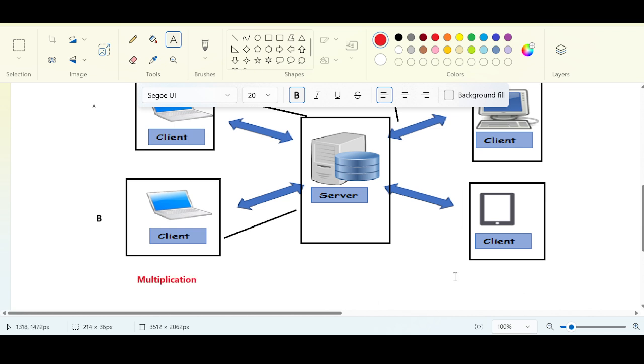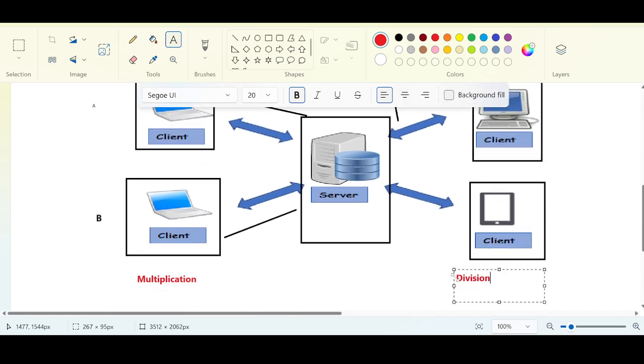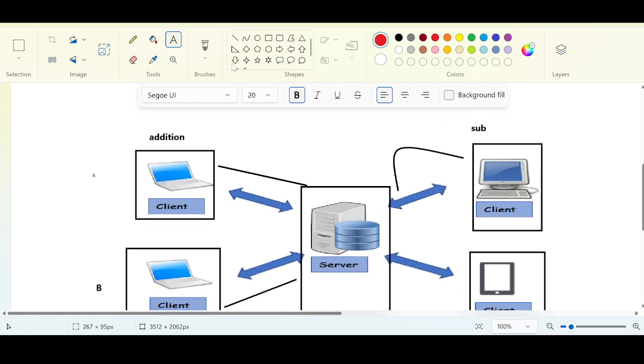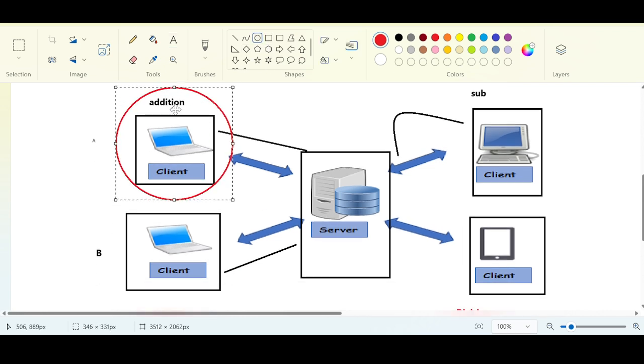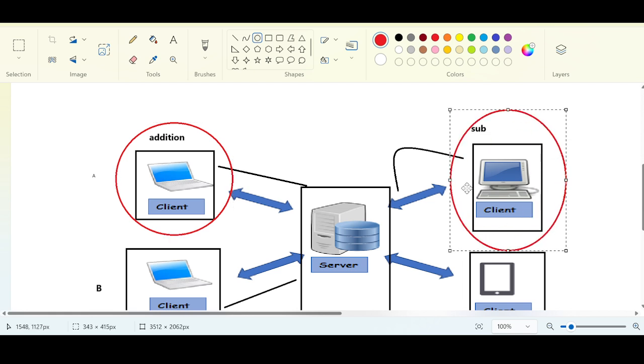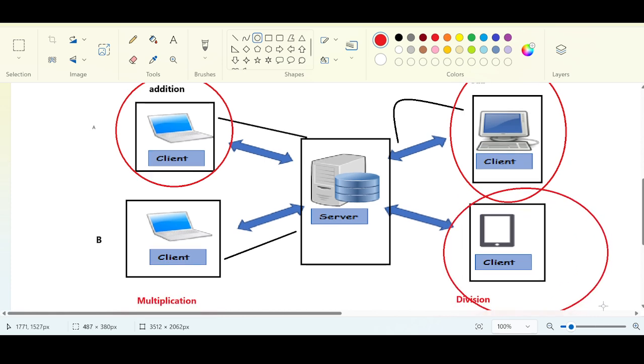And you develop the logic for division. Each and every computer has a simple piece of logic. This computer has addition logic, multiplication, division logic, and subtraction logic. But if this computer wants to do the subtraction logic, it has to get connected to the server and get access to this particular system so that the subtraction logic can be performed. If this computer needs to do the division logic, it has to get connected to the server, and again from there it has to get connected to this client so that the division operation can be performed.